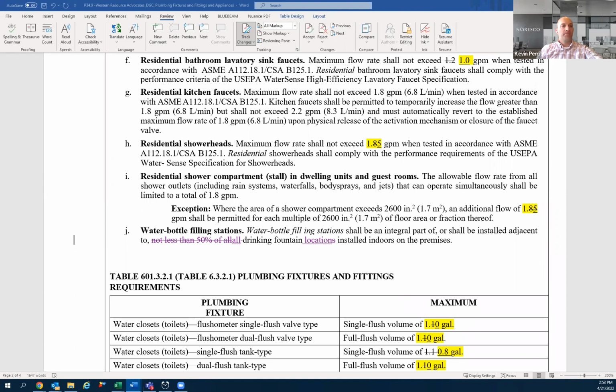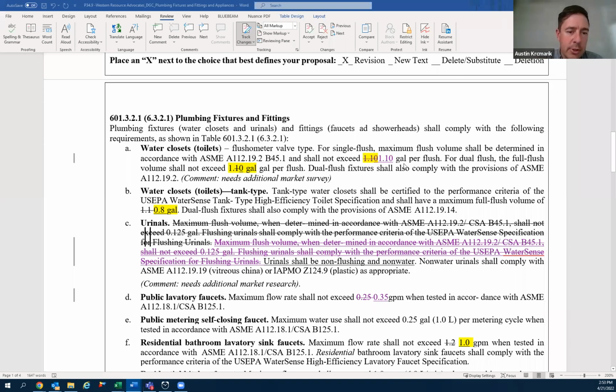Austin, go ahead. I just want to make sure that what we see in front of us, we've captured all the changes that we want. We were talking only the flushometer valves moving back to 1.1, but we're leaving tank type toilets at 0.8 gallons per flush. Adam and I work mostly in commercial, so I don't know about the residential stuff. I think those are fine.